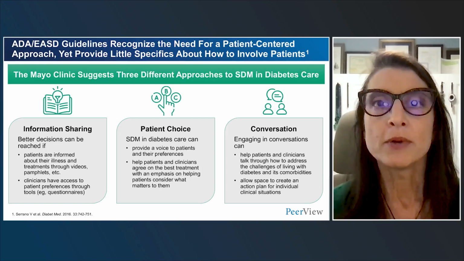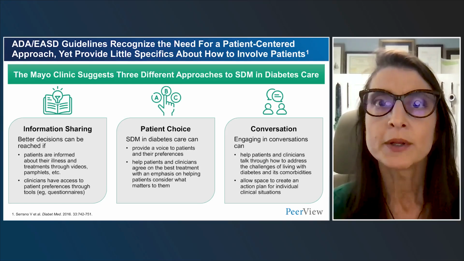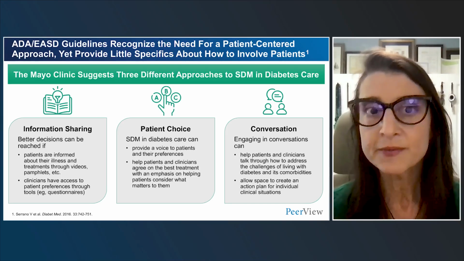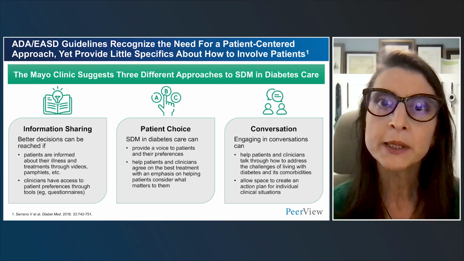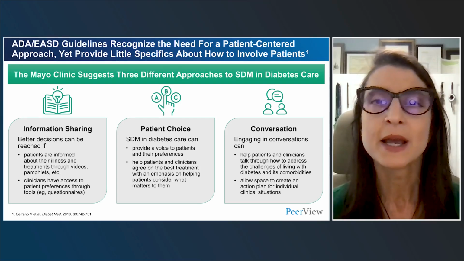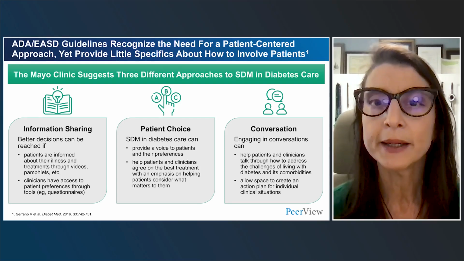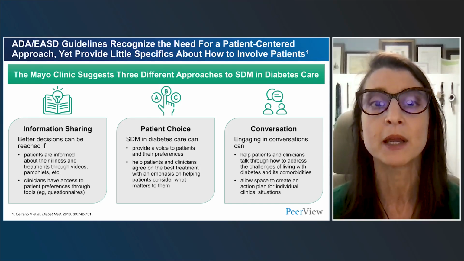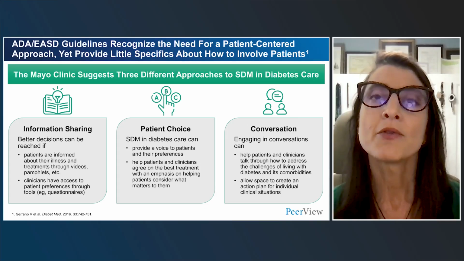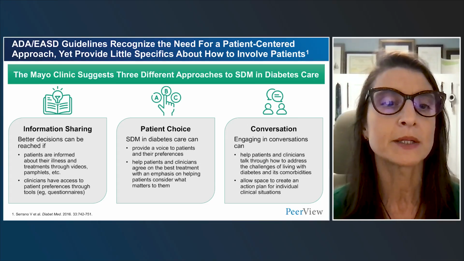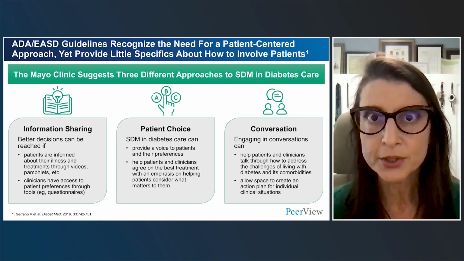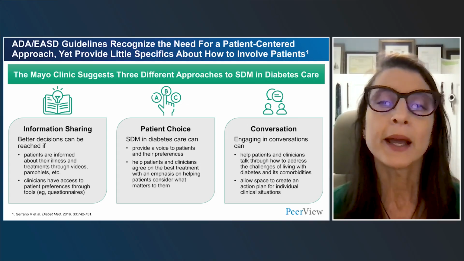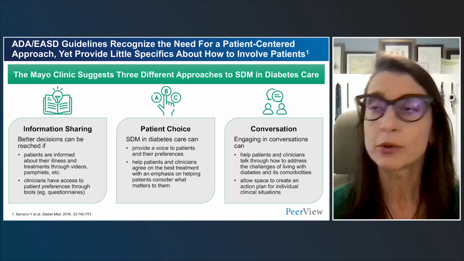So while we know it's important, it's obviously included in the guidelines, and we have data that supports that it is very effective. What's probably missing for most of us clinicians is that there really isn't much guidance on how to involve patients in the shared decision-making process. The Mayo Clinic probably has done most of the research that is involved with shared decision making, and they have come up with three approaches.